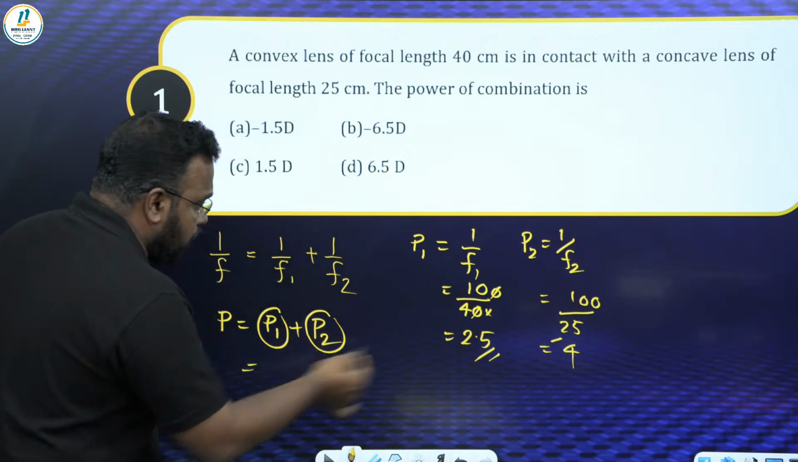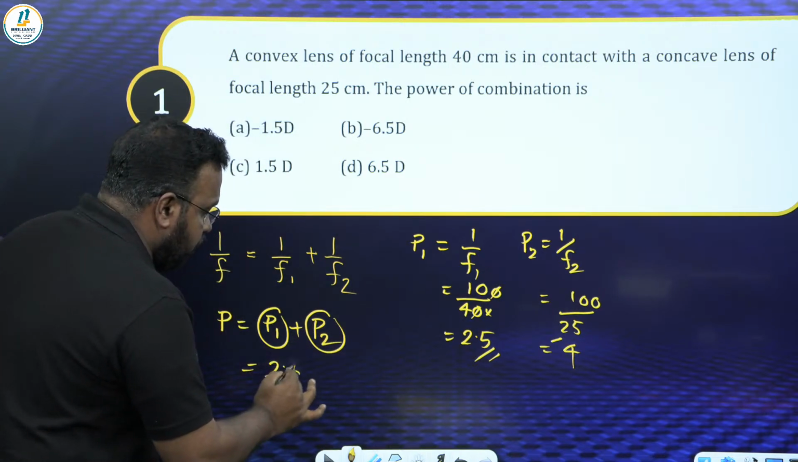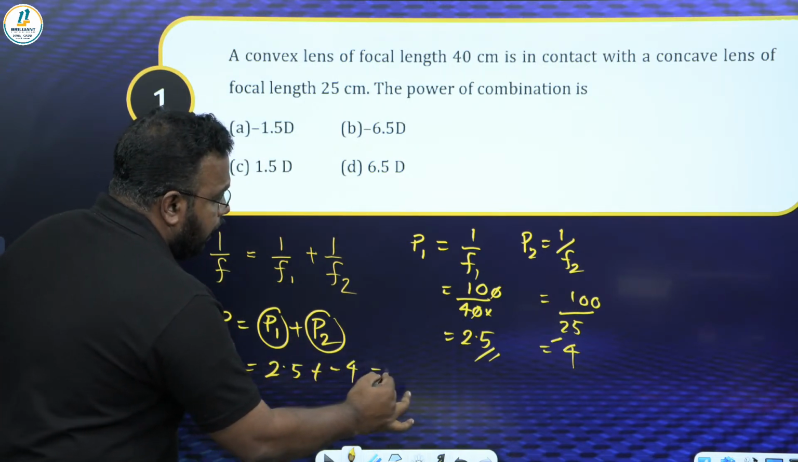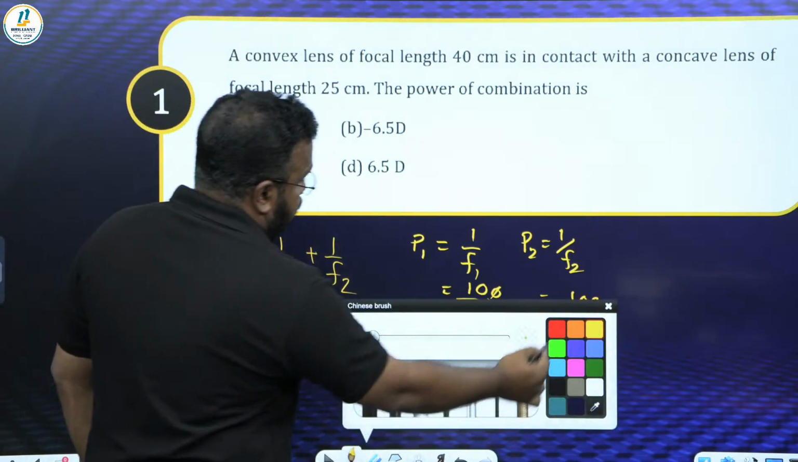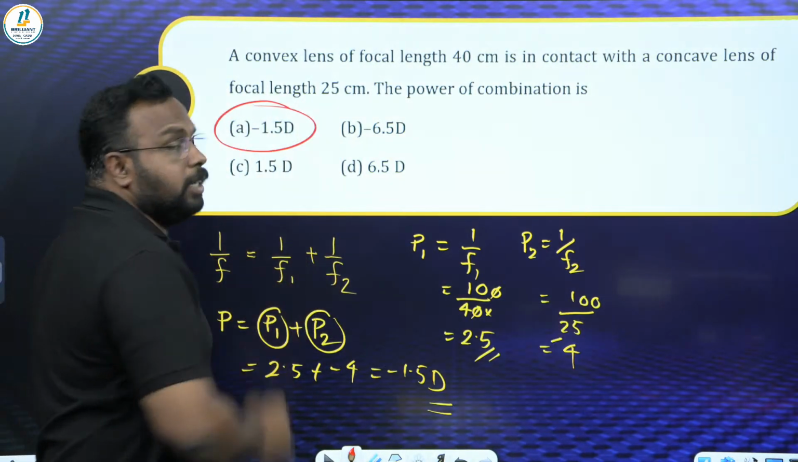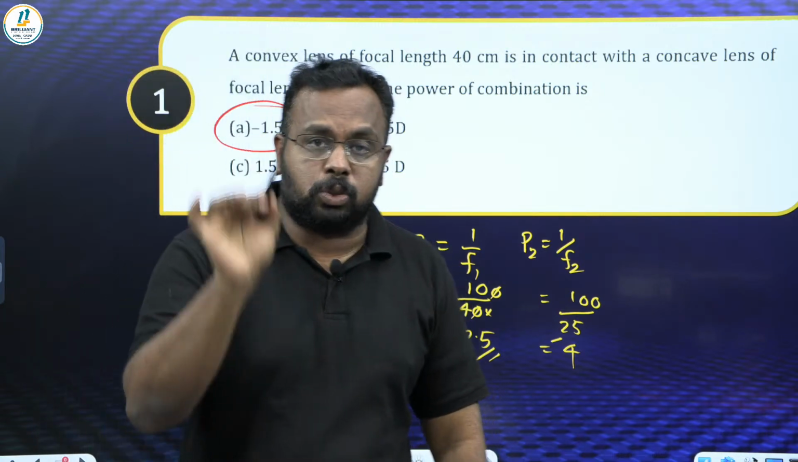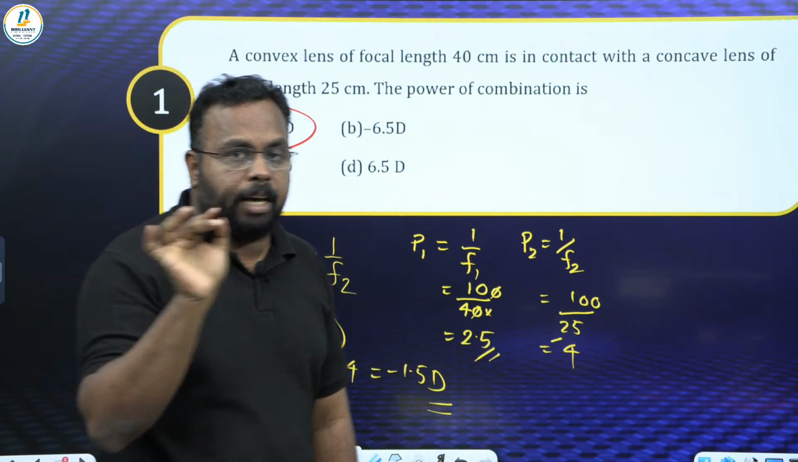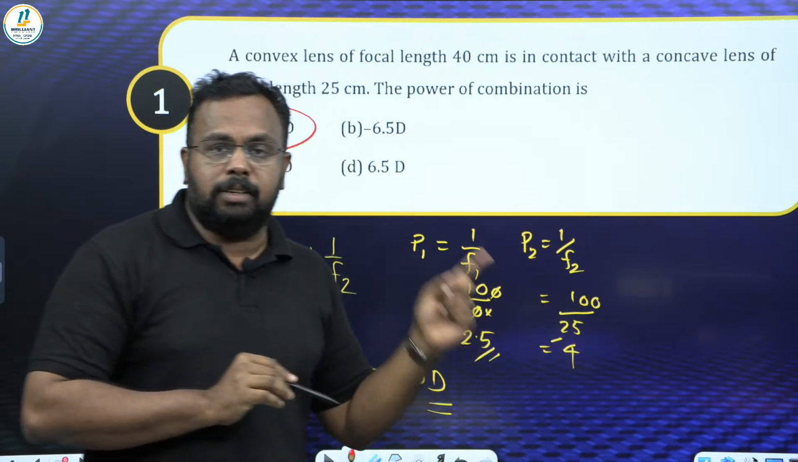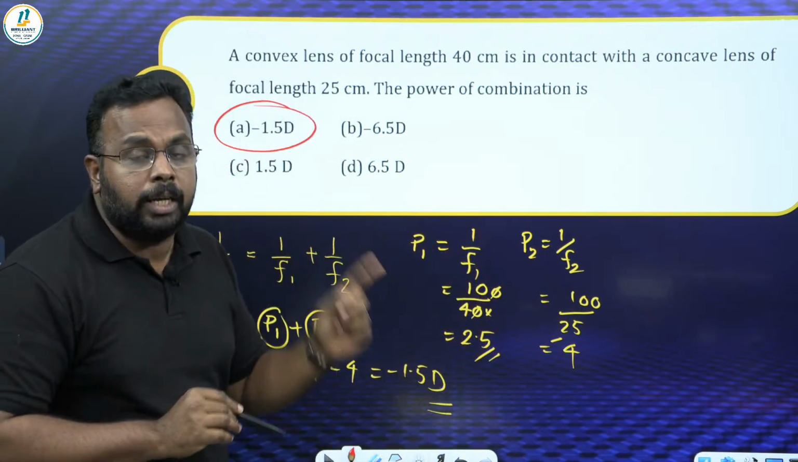What is the combination power? Just add them. 2.5 plus -4. The answer is -1.5 diopter. Check the option. Yes, it's option A. Option A is our right answer. -1.5 diopter. So combination of lenses is an important topic, easy topic. Please be careful about the sign convention. You know that a very silly mistake will lead to a wrong answer.